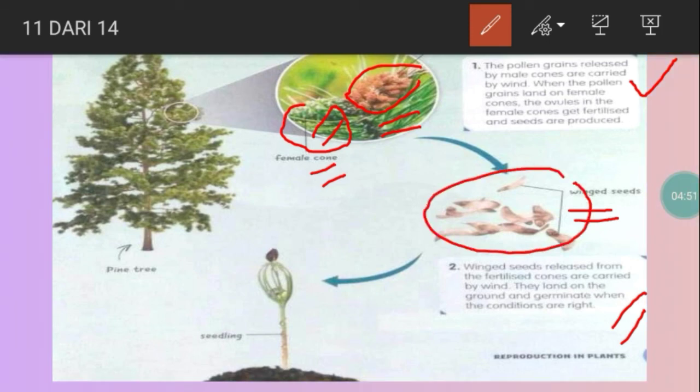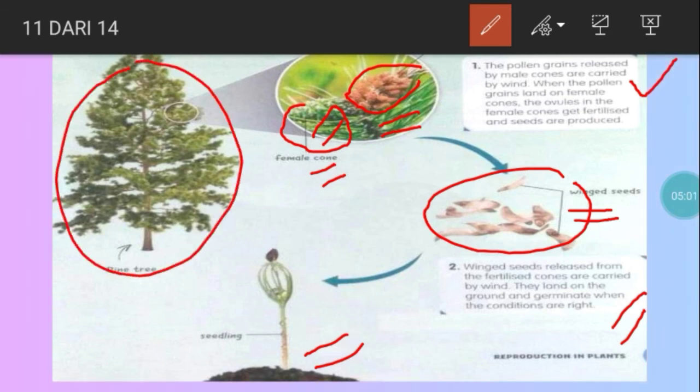So the germination will happen. Terjadilah proses pengecambahan. It becomes seedling now, and then grows into adult pine tree. Akhirnya tumbuh tumbuhan pinus. This is the process of reproduction of non-flowering plant by the seed.